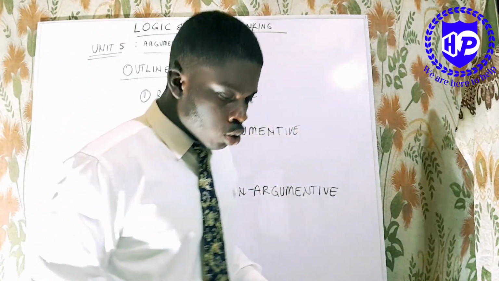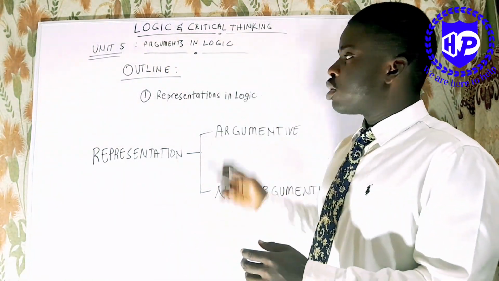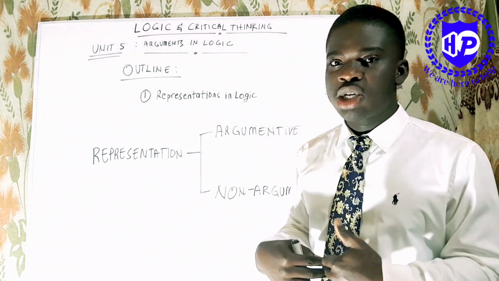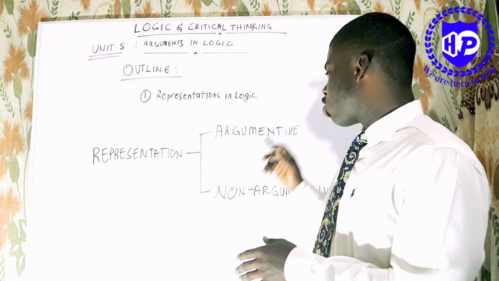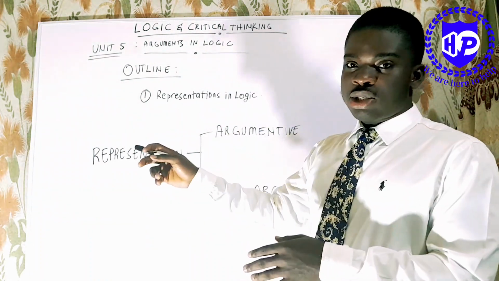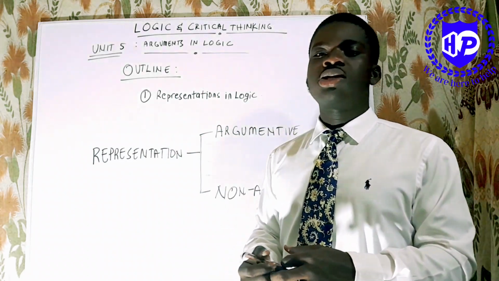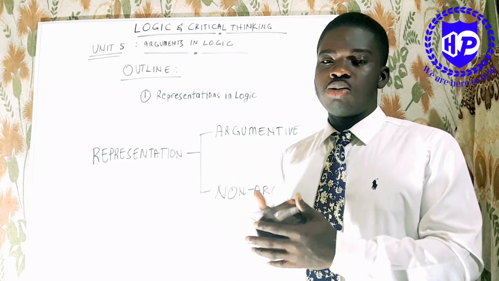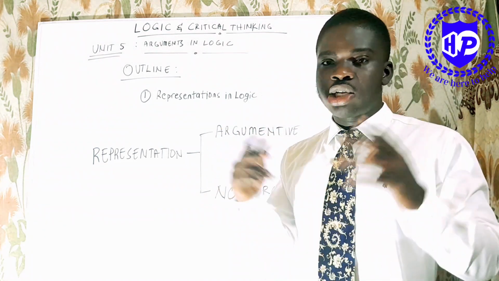So the whole agenda behind this course, logic and critical thinking, is to equip students with a skill set to be able to differentiate between argumentative representations and non-argumentative representations, right? And also teaches students how to make valid or cogent arguments. So let's look at what arguments are in the context of logic.